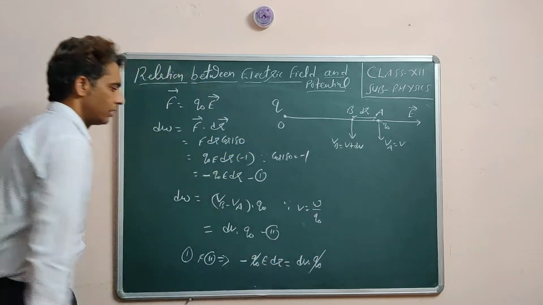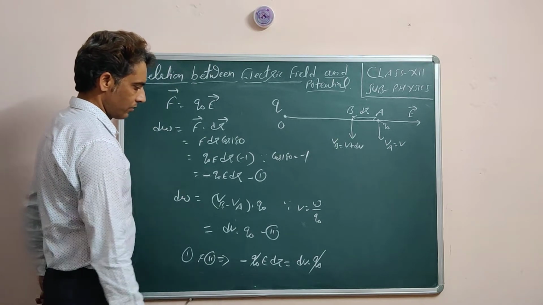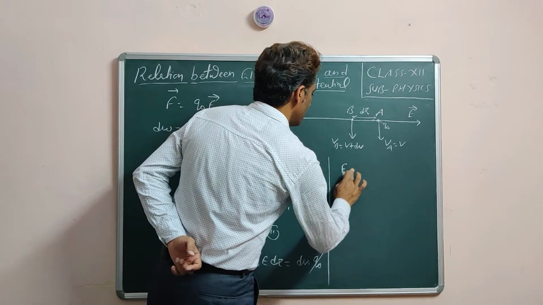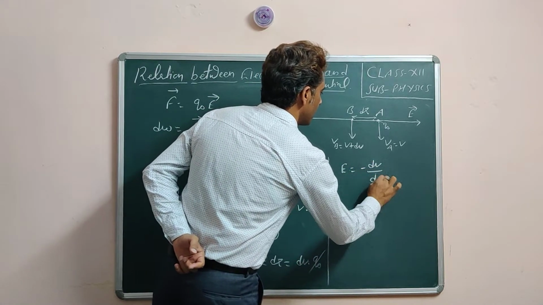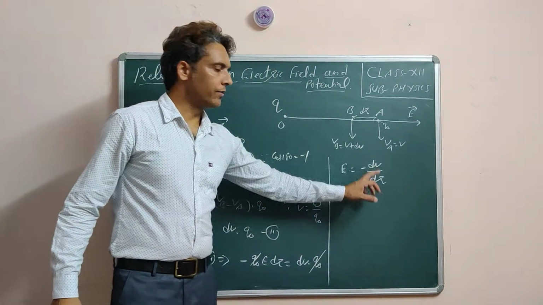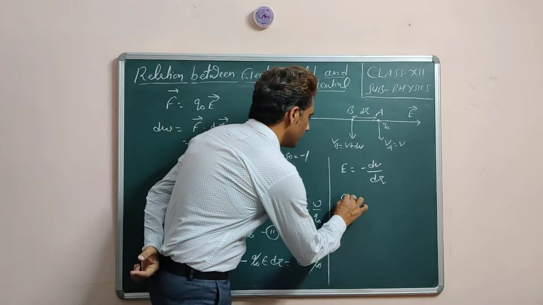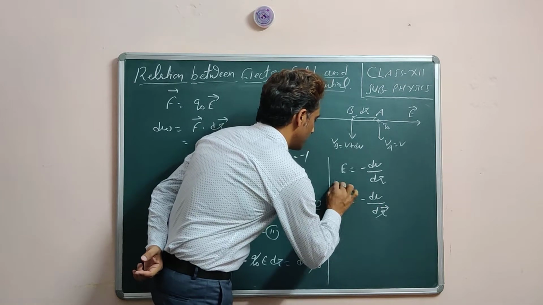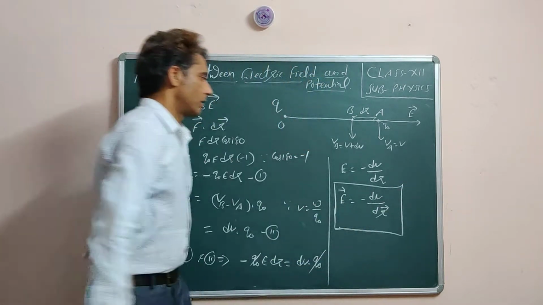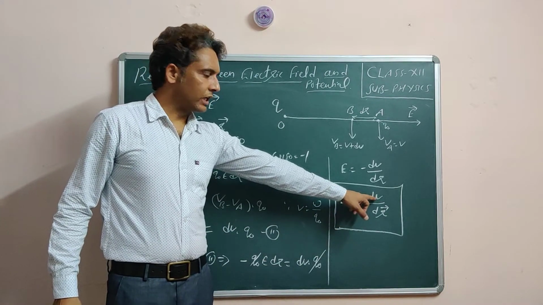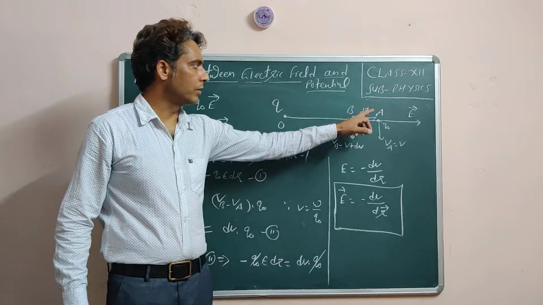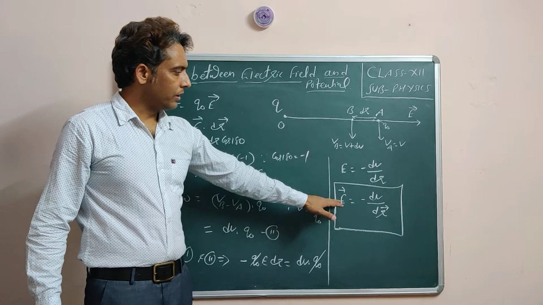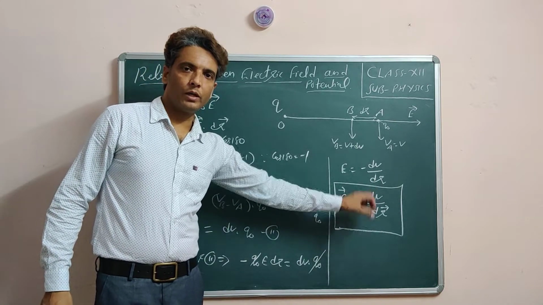So Q naught will get cancelled. So we can write E is equal to minus dV over dr. If I write it in vector form, then E is equal to minus dV by dr. Now here dV is the potential difference between two points which are separated by small displacement dr, meaning this electric field is equal to negative of dV over dr.